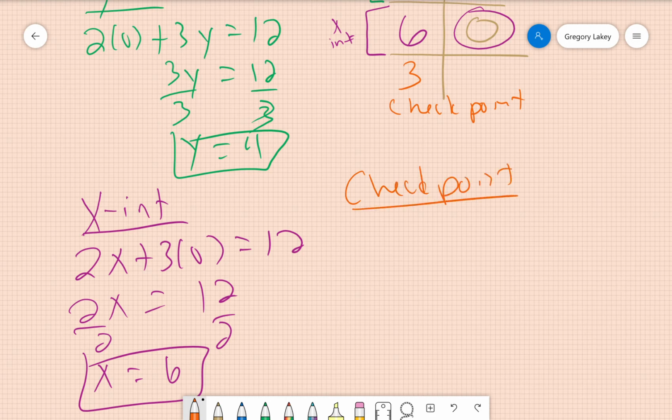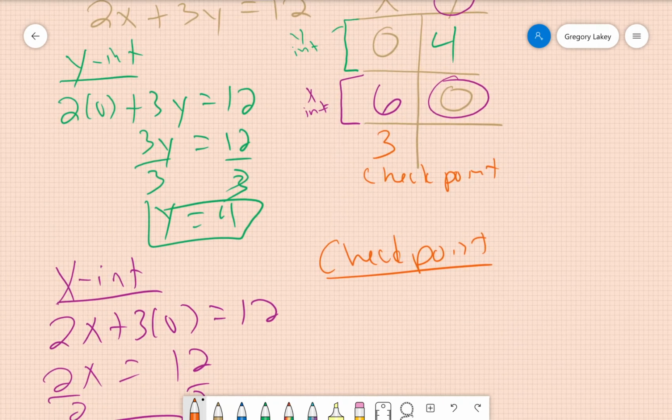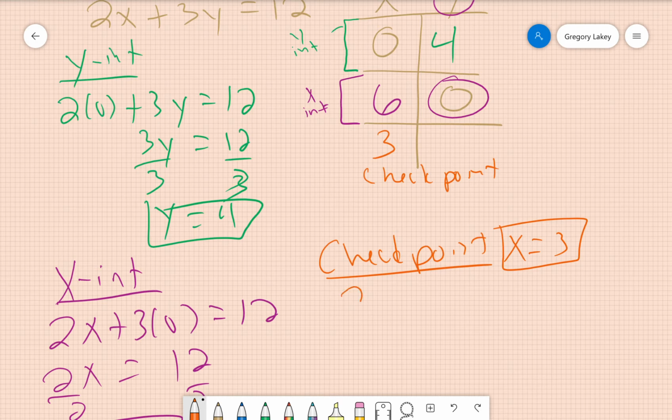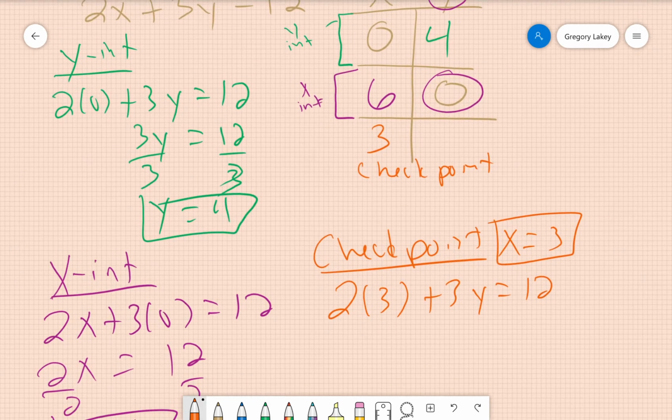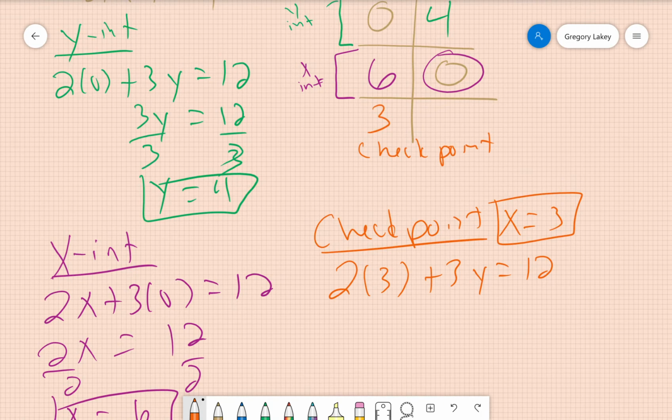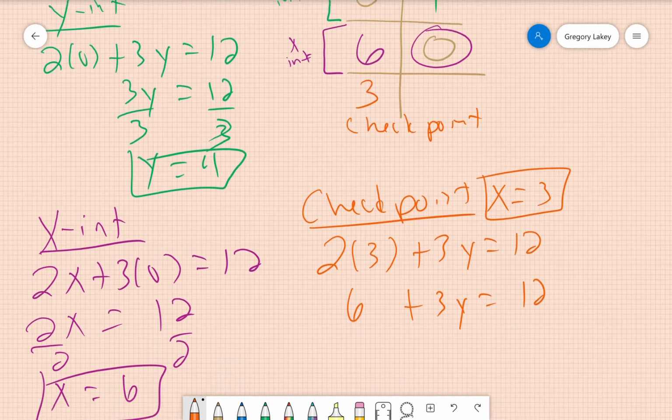And I would write that labeling before you start to do your algebraic work so you know exactly what you're solving for. So now for the checkpoint, I'm going to make x equal to 3. Now we just plug in 3 for x: 2 times 3 plus 3y equals 12. I chose 3 because I realized that if I multiply it times 2 and subtract it, I can still divide by 3 evenly. So 6 plus 3y equals 12.